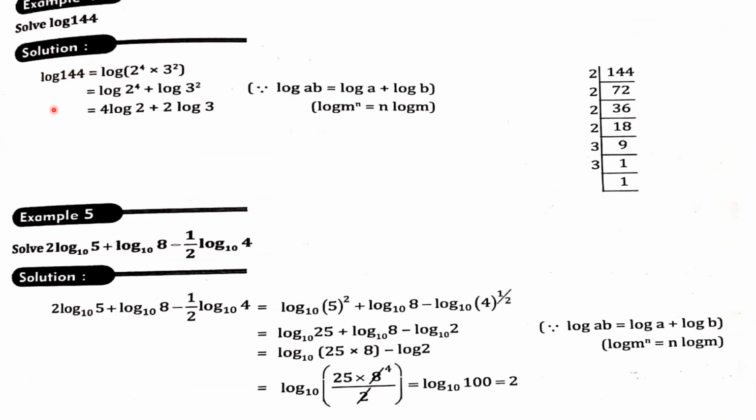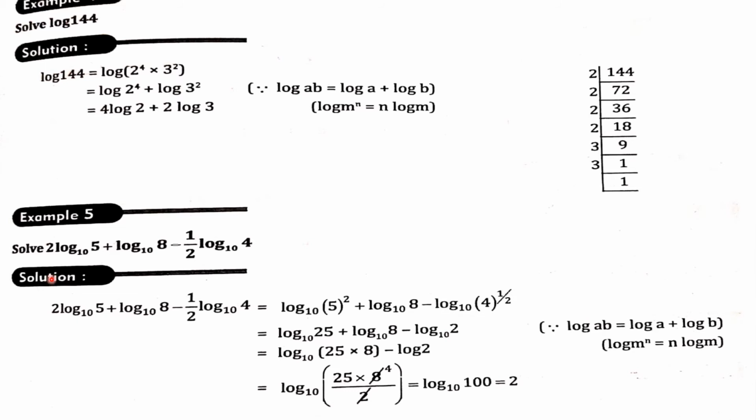Next, whenever you have log 144, how do you have to solve, sir? Very simple. First, you are supposed to take the prime factorization of 144. So here you will get 2 to the power 4 and 3 square. So you write log of 2 to the power 4 into 3 square. This can be written as log AB is equal to log A plus log B, your product law. So log 2 to the power 4 plus log 3 to the power 2. So this can also be written as 4 log 2 plus, this power will come here, 2 log 3. So this is your answer.